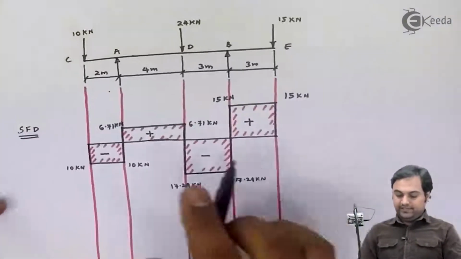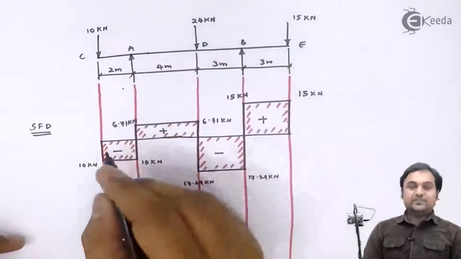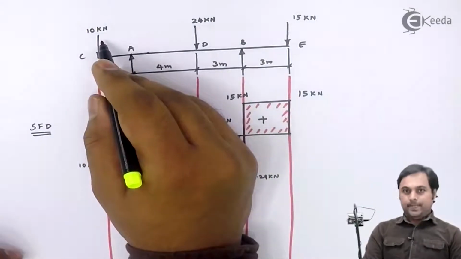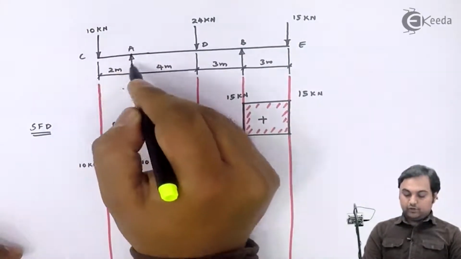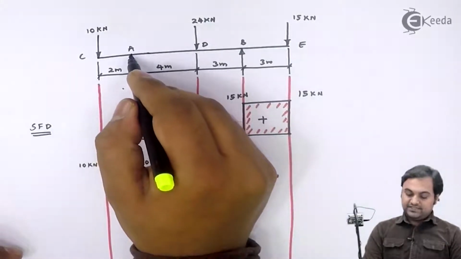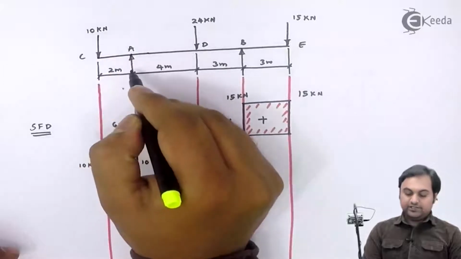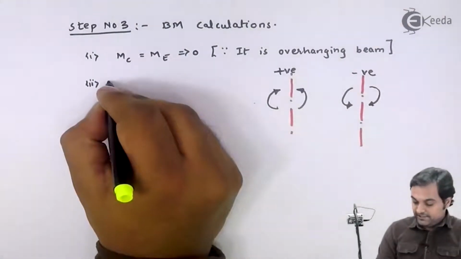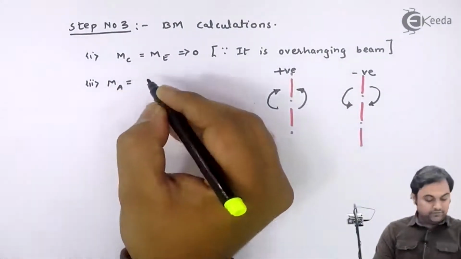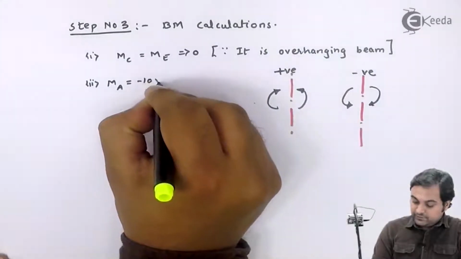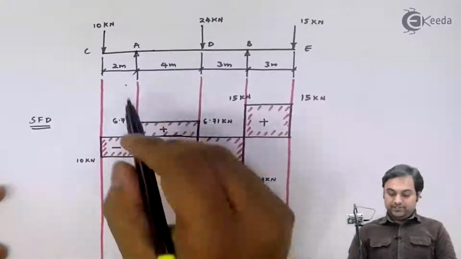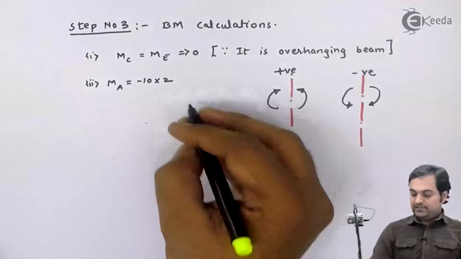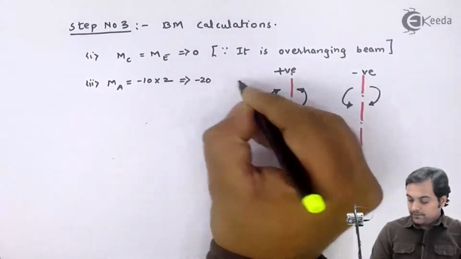So starting from point A, if I see here, to the left of A, I have only one force, that is 10 kilonewton, and it is producing moment in anti-clockwise direction. So if my section is at point A and this moment is in anti-clockwise direction, so anti-clockwise moment to the left is negative. So here I have moment at A is equal to minus 10 into 2, because here I have minus 10 kilonewton downward and it is into 2 meter distance. So that is minus 20 kilonewton meter.